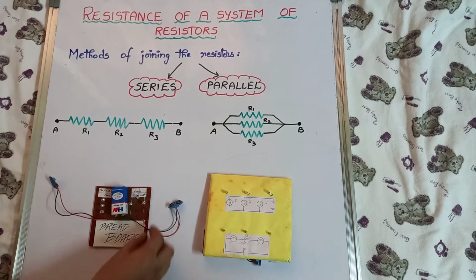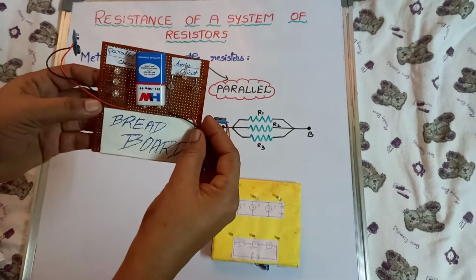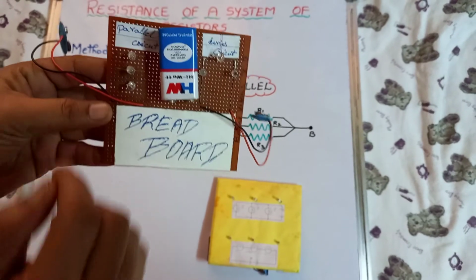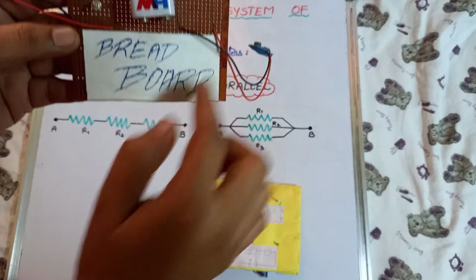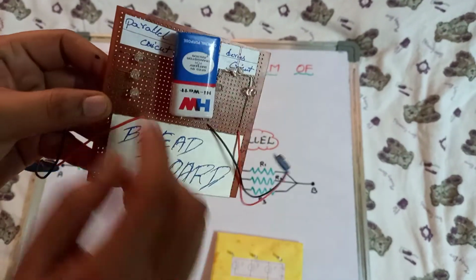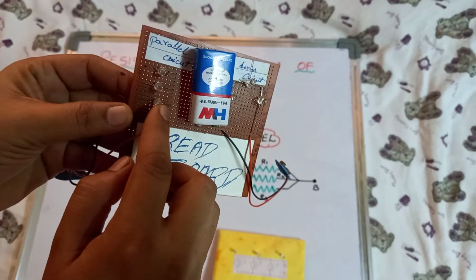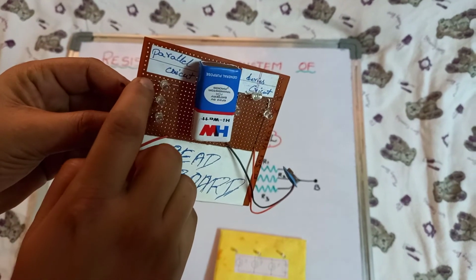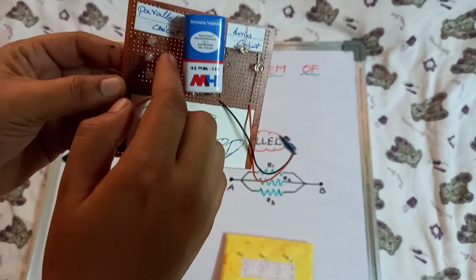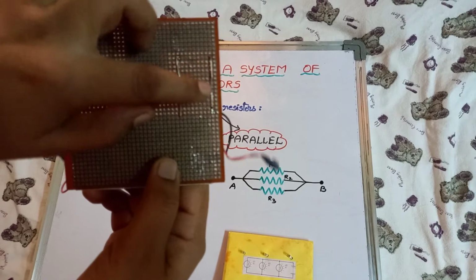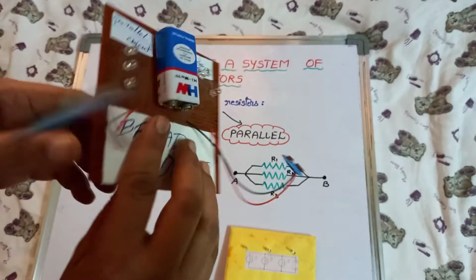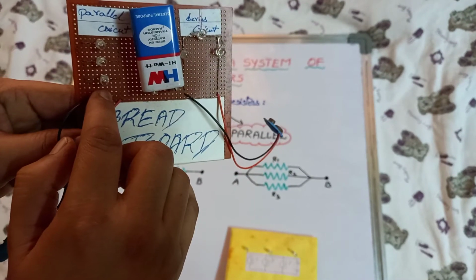Coming to here, you can see a simple circuit connected on what is called a breadboard. Here you can see the connections, three LED bulbs, which act as the resistors here, and the terminals are connected. You can see all the left sides are connected to one end and all the right sides are connected to the other end. So this is a parallel combination of circuit.